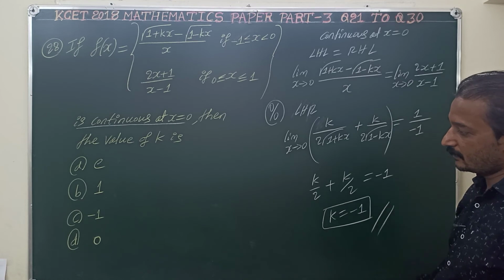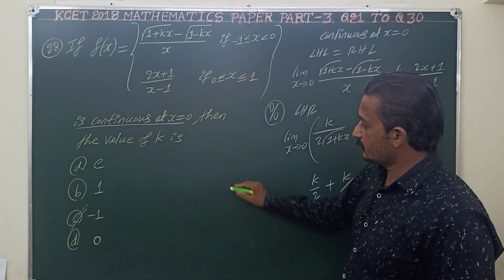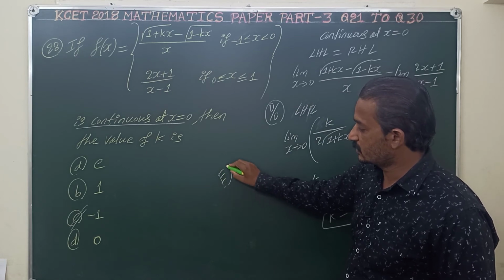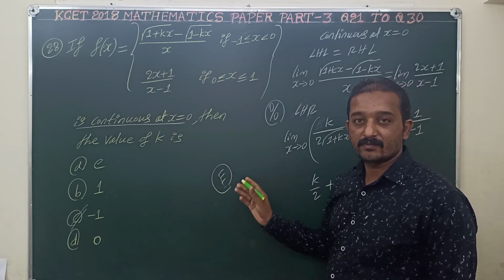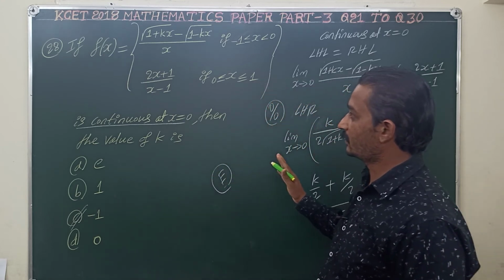So here option C is correct. Easy question, most of the students solve this question easily. They ask this type of question in the theory examination, where it carries 4 marks; here it carries 1 mark. Take down.